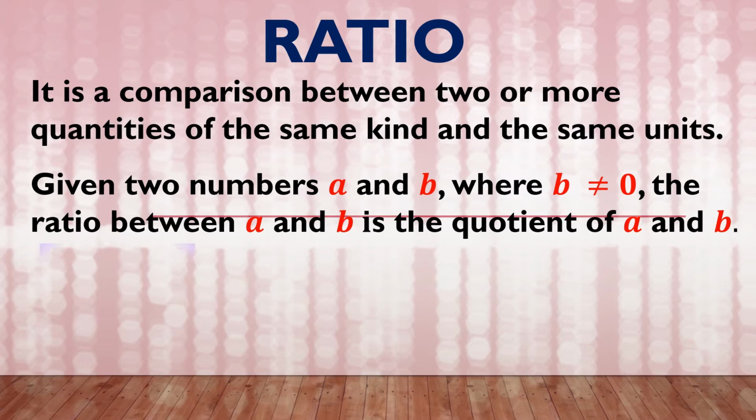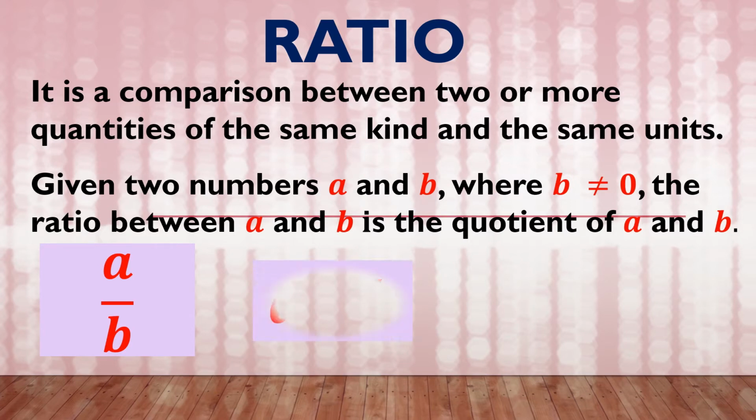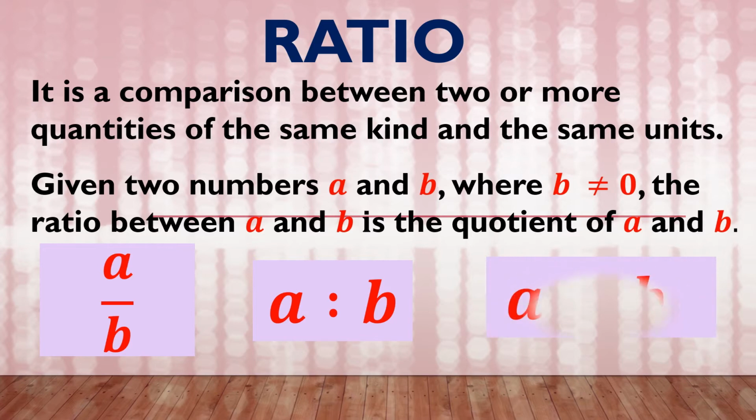We have three ways in expressing a ratio. First one is fractional form, wherein a is compared to b: a, the numerator, over the denominator. They're being compared. We have also a colon b, or colon form, wherein colon is placed between a and b. It's read as a is to b. And we have also the word form, which is a is to b.